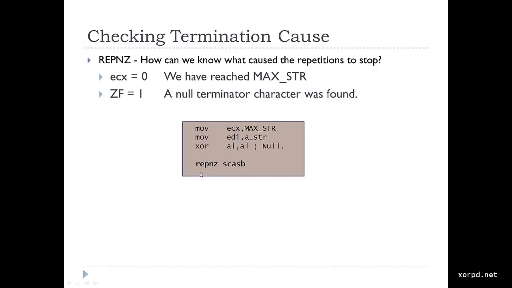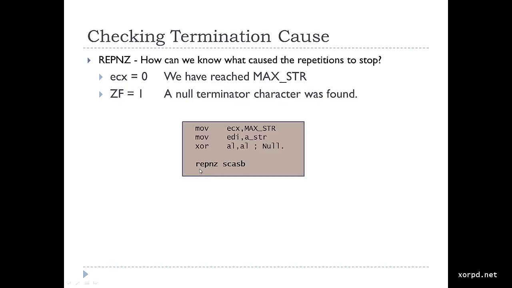We use the rep NZ scasb combination to search for the byte AL inside a string pointed by EDI. We just keep comparing AL with every byte inside a string until we find a match. If we didn't find a match within the first max star bytes, then we give up. This instruction doesn't go on forever. It finishes at some point.